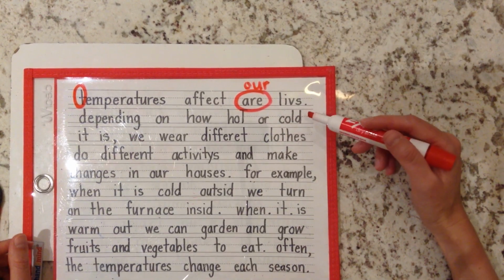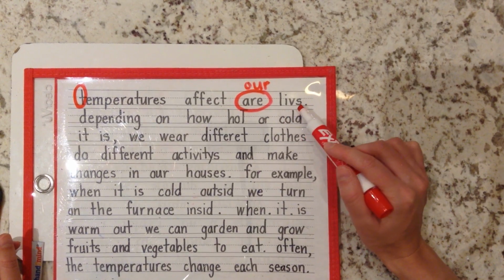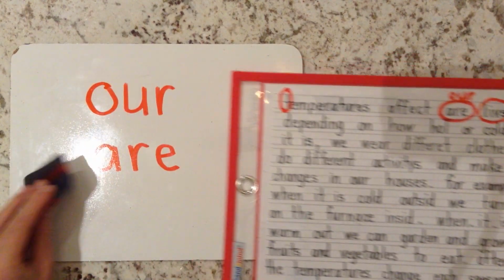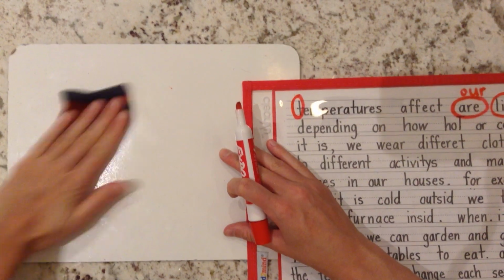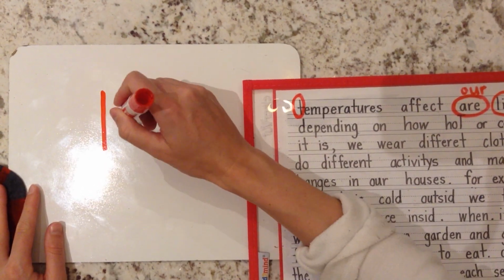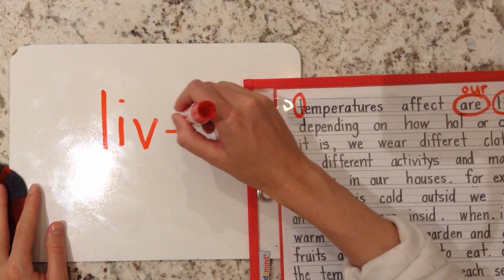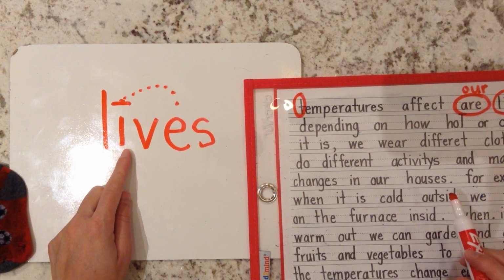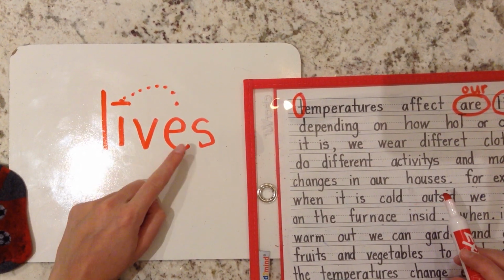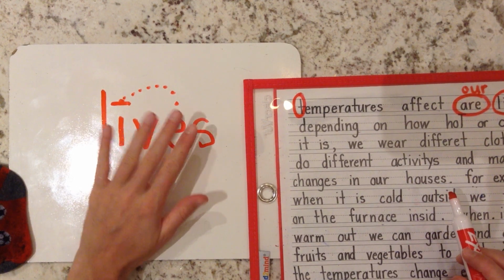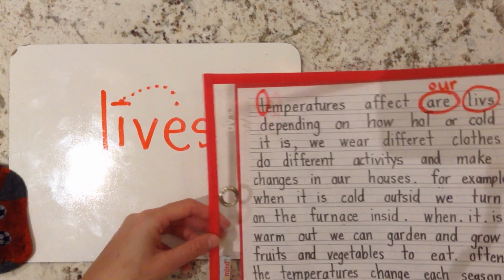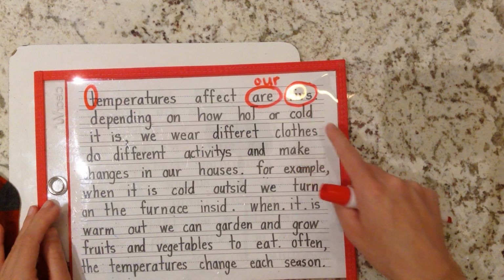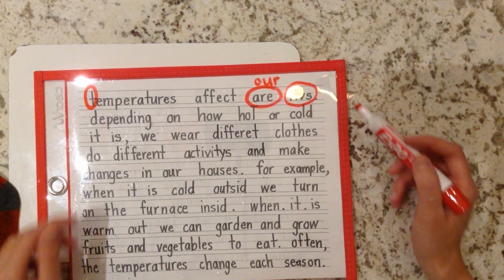There's another problem. If you look at the word lives, it actually says lives. This is a word that needs a magic E. Circle it and let's write it properly on our whiteboards. L, I, V, E. The magic E makes the vowel say its own name. Lives. You don't actually pronounce the E, you skip it. It's only there to cast the magic spell. Let's try reading our first sentence over again. Temperatures affect our lives. That looks great, and it ends with a period.